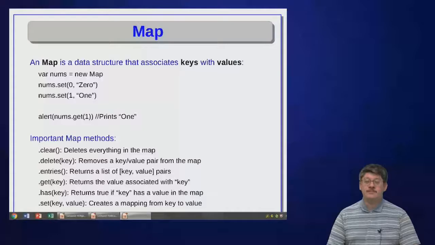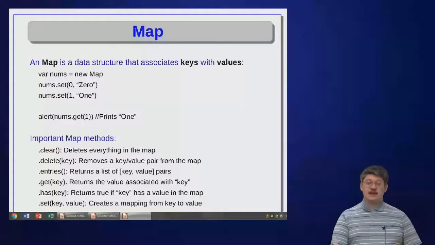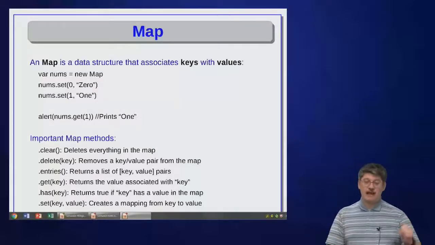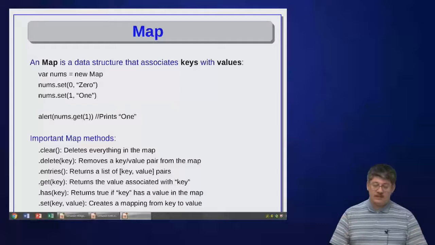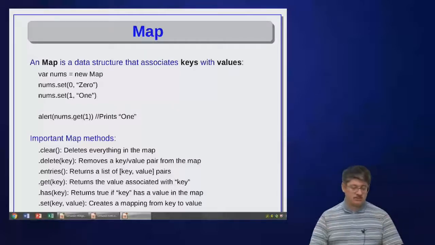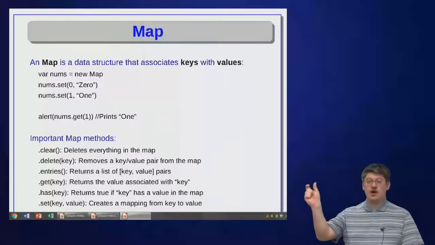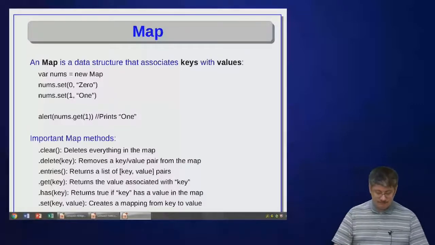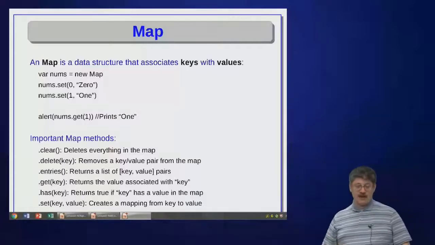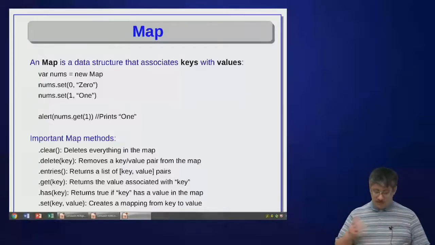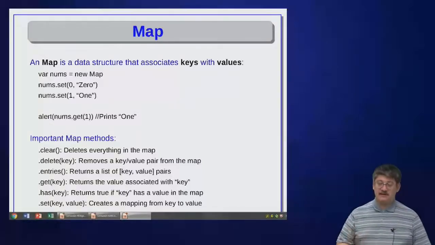So here's an example. I can create a map named nums, and then I can call the set method to map the number 0 to the string "zero". I can map the number 1 to the word "one". And then I can use an alert box to print out nums.get(1). That will look up 1 in the mapping and say, OK, that's "one", and it'll print one. Map also provides a clear method, a delete method, an entries method that gives you the entire map as a list of key value pairs, get and has functions, and a set function.